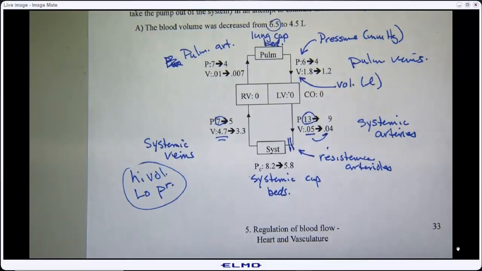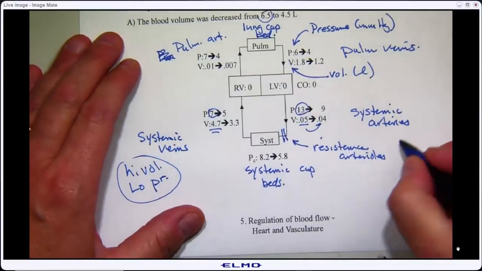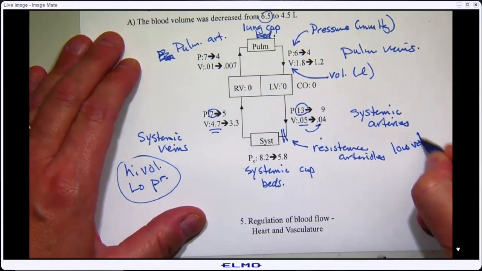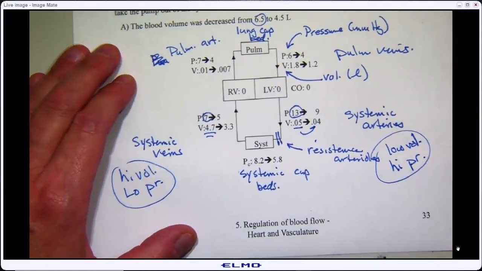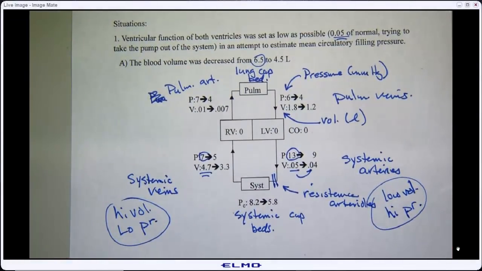Okay, do you see it? I was not lying. Low volume, high pressure, real critical. This is telling us really staggering things about the nature of these vessel walls.